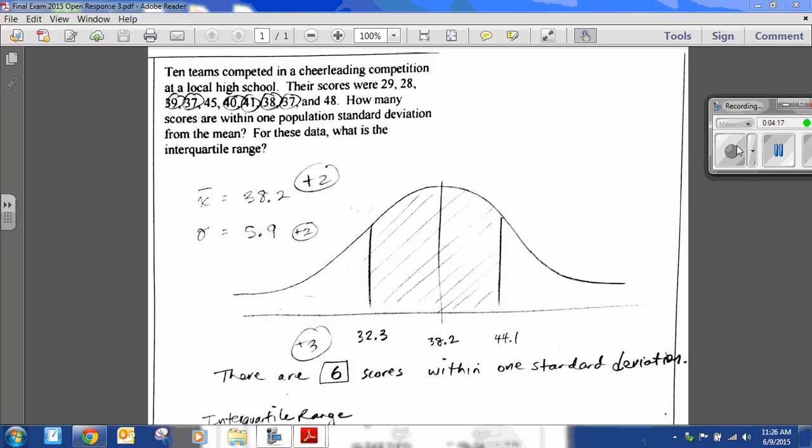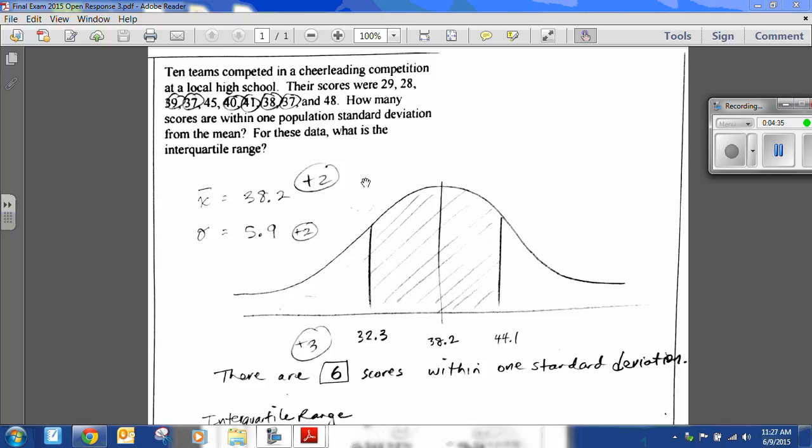Number 3, 10 teams competed in a cheerleading competition at a local high school. Their scores were as follows. How many scores are within 1 population standard deviation from the mean? For these data, what is the interquartile range? So again, this is a 2-part question.